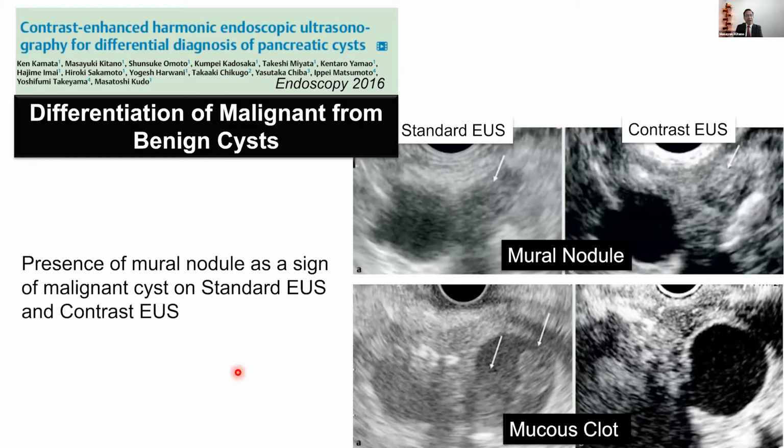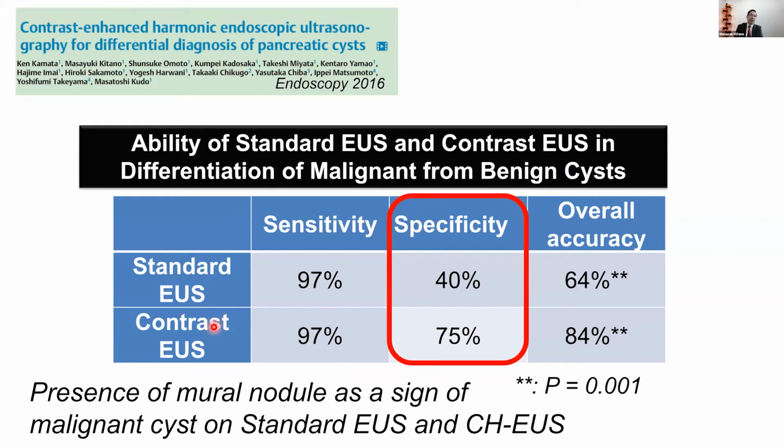Then we assessed whether contrast EUS is useful for differentiation of malignant from benign cysts. We defined the presence of mural nodules as a sign of malignant cyst. When we compared standard EUS and contrast EUS, the sensitivity of standard EUS was quite high, 97%, but its specificity was just 40%.